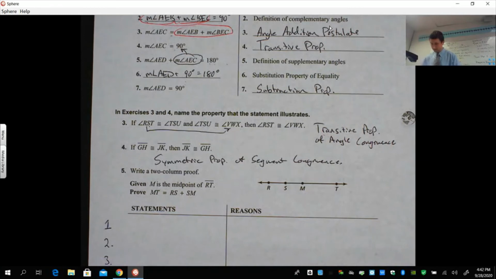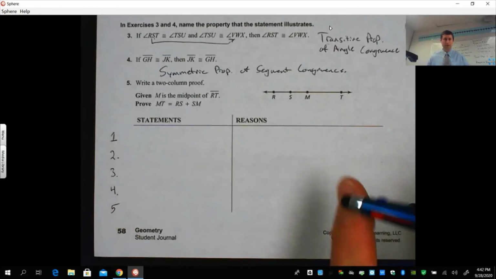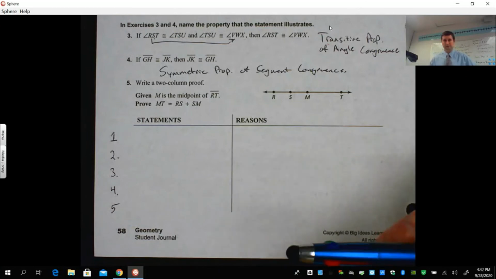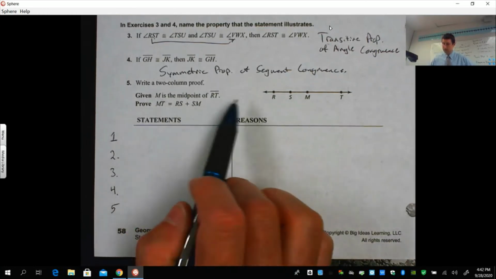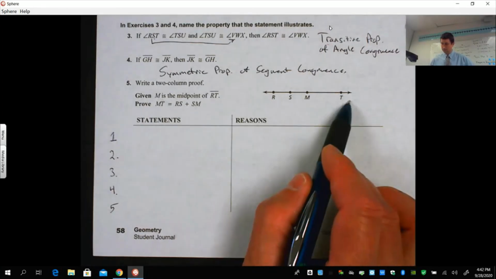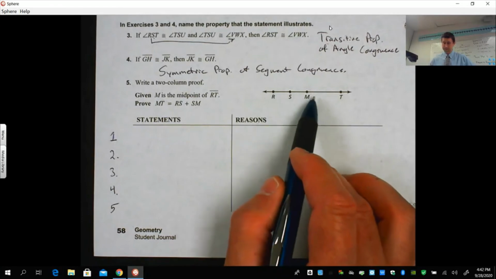All right. And here we go. Last example here. Oh, there's no steps. How are we going to do this? So we're at a two-column proof. M is the midpoint of RT. They want to prove MT equals RS plus SM.